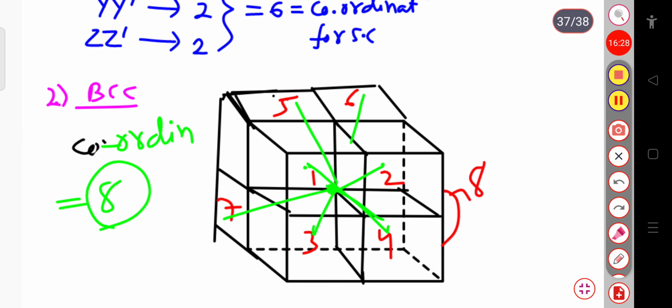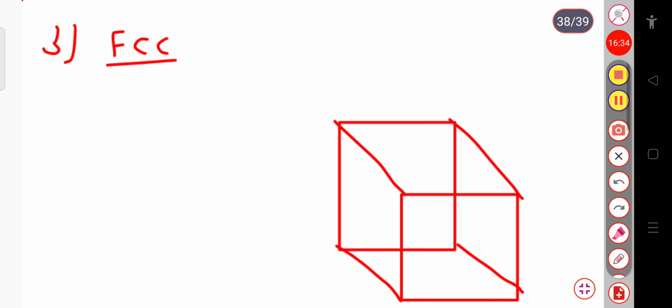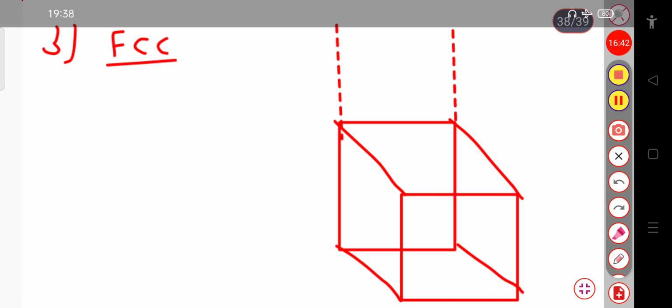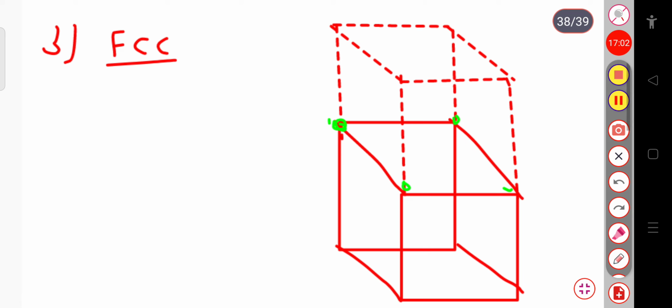Now we will see the FCC structure, that is the face centered cubic structure. Suppose one cube, and above this unit cell I will draw another cube, just like this. Now I will show you the coordination number for the FCC structure. In an FCC structure, we know the corner atoms are present, as well as atoms at the face of each cube. There are 6 faces, so there will be 6 atoms present on the 6 faces.